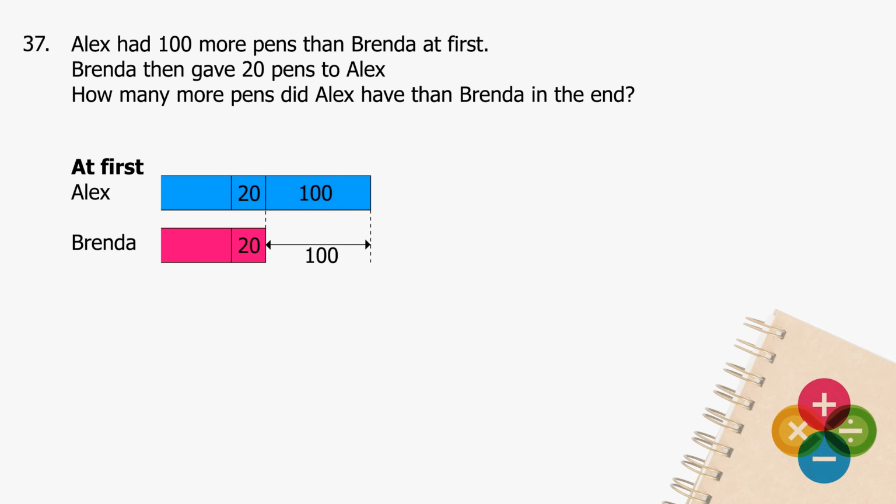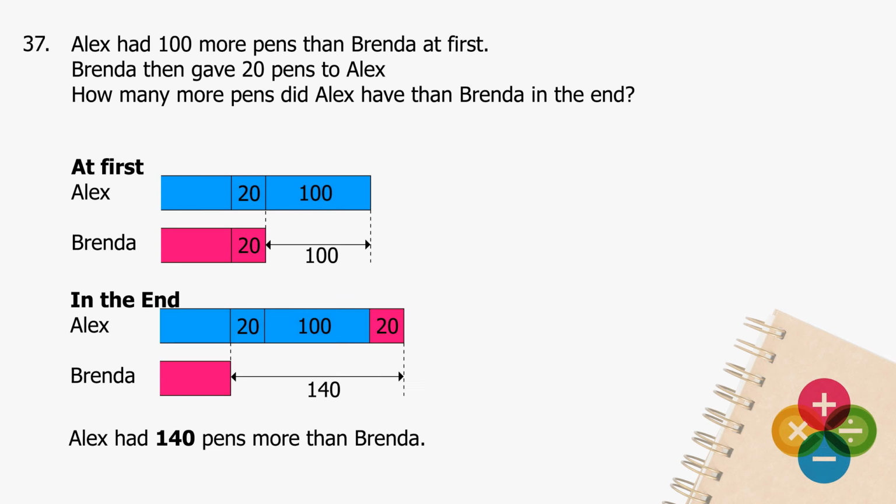Initially Alex has 100 more pens than Brenda. When Brenda gave 20 pens to Alex, Brenda had 20 fewer pens, and Alex had an additional 20 pens. The difference between Alex and Brenda will widen by 40 pens. Add 100 pens to 40 pens, and Alex will have 140 pens more than Brenda in the end.